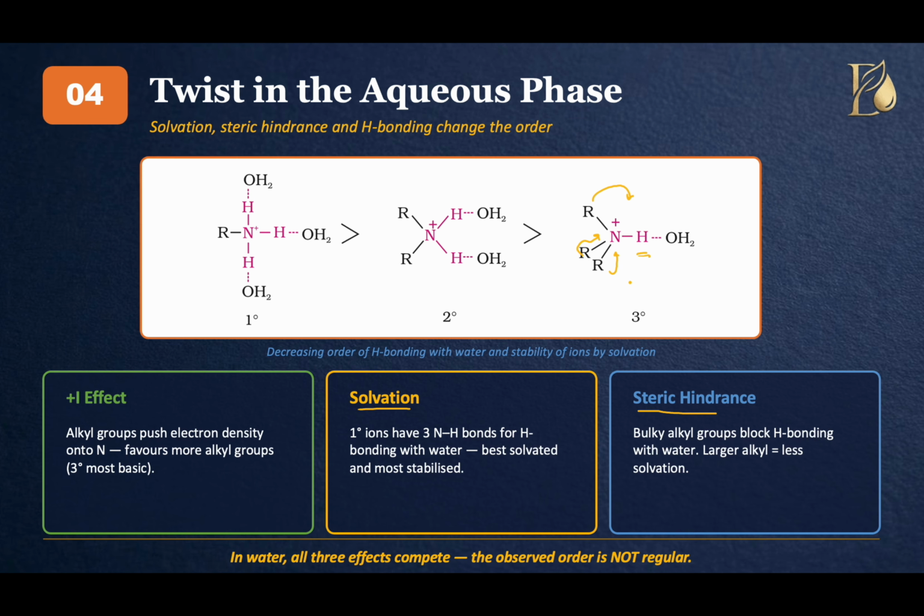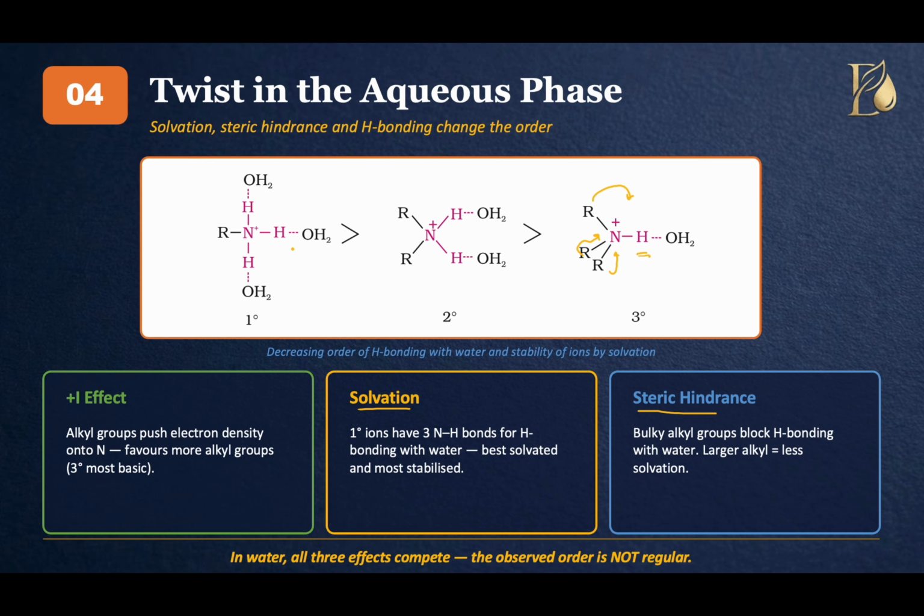But now another important factor comes into play, which is solvation. When amines become protonated in water, the resulting ammonium ion interacts with water molecules through hydrogen bonding. So look at this. This is a primary amine. When it is dissolving in water, there is a possibility of formation of hydrogen bonding with the water molecules. So better hydrogen bonding means better stabilization of the ion, and more stabilization means greater basicity.